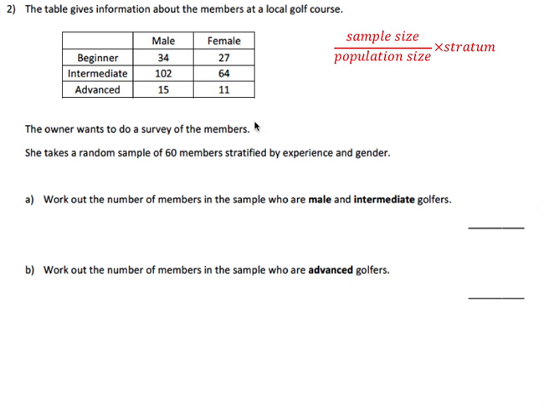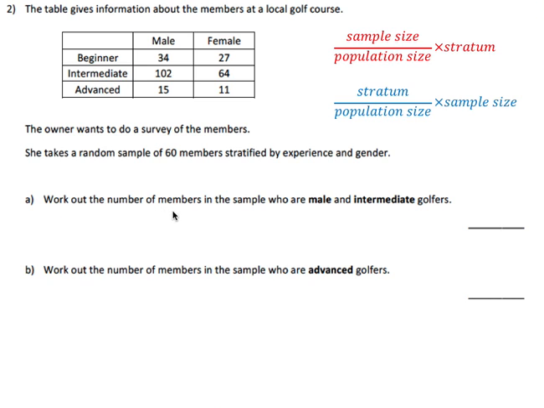So if we do the sample size 60 divided by the population size, so however many people there are altogether, times by each stratum, and stratum just means each separate category, by the way. Or we could think of that a different way. We could do the stratum divided by the population size times by the sample size, and it will give you exactly the same number. Okay, so let's have a look at an example.